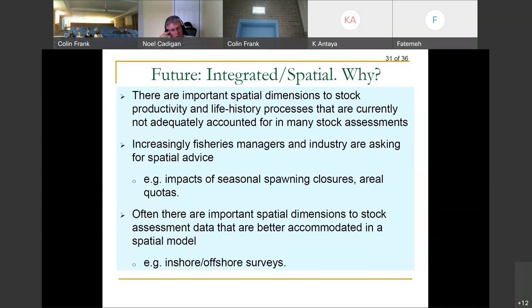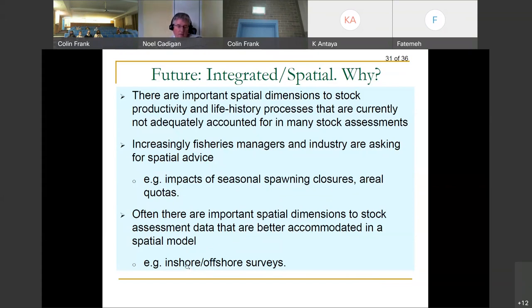Also, increasingly fisheries managers and industry are asking for spatial advice, which of course you can't really provide directly using a space-aggregated assessment model. They might want to know, for example, the impacts of seasonal spawning closures, and it's fairly common now for managers to be looking for areal quota advice. So they want quotas for different stocks, different subregions of the stock. And there are often important spatial dimensions to stock assessment data that are better accommodated in a spatial model.